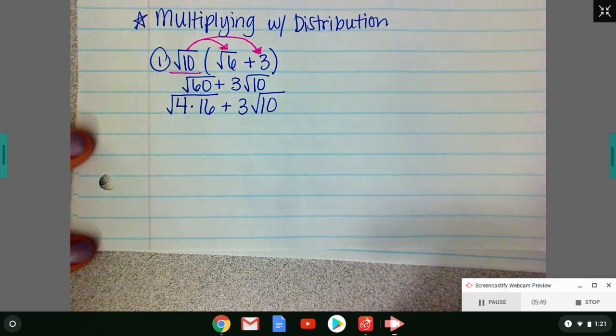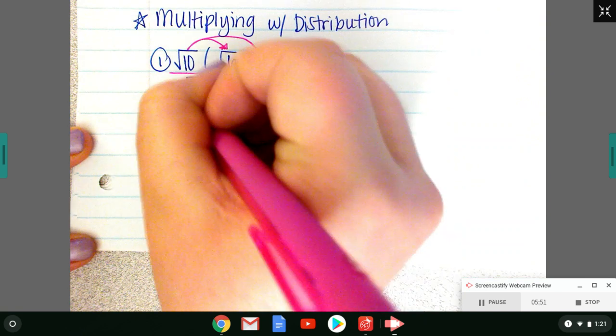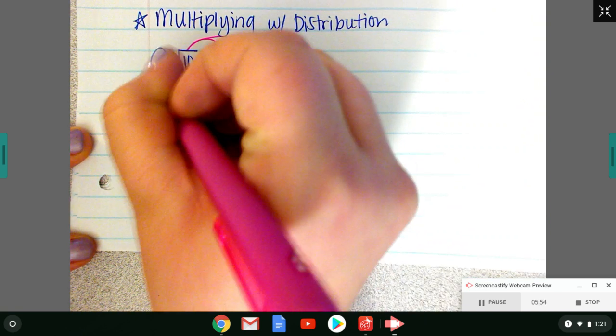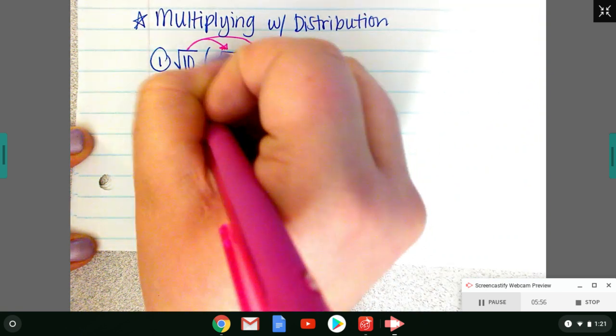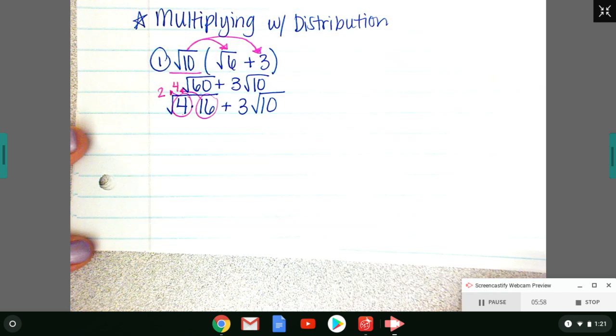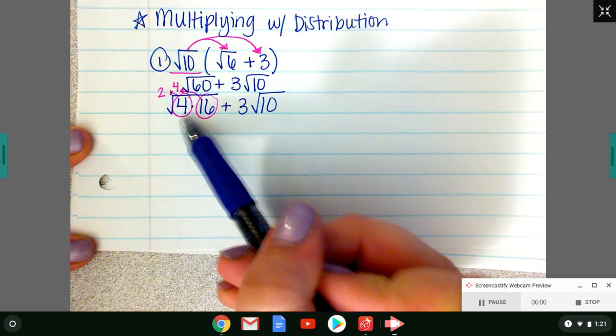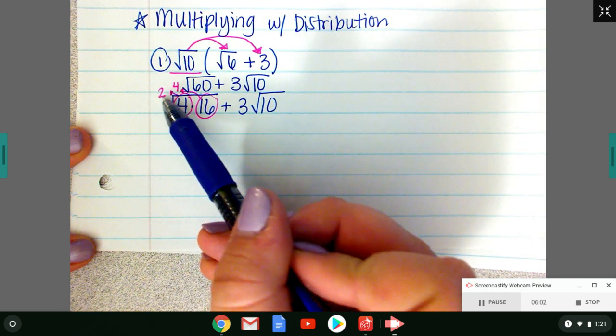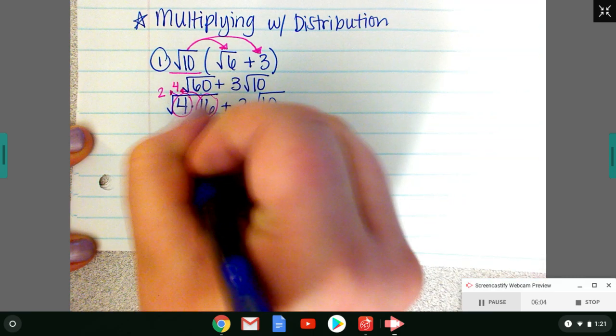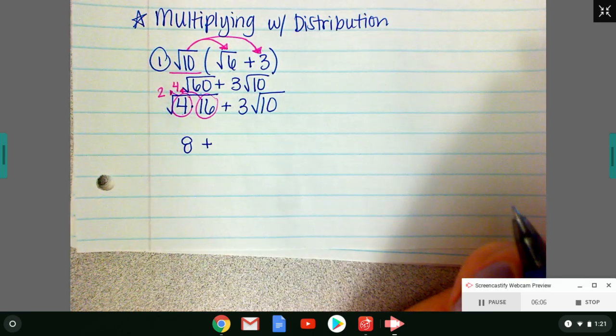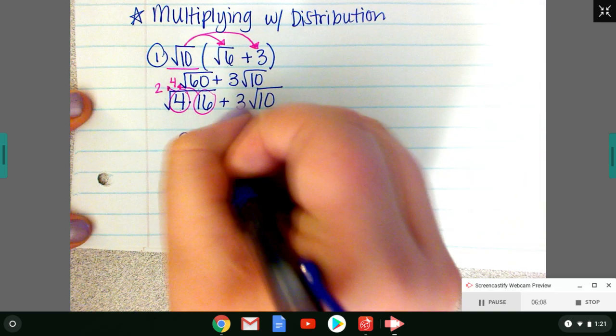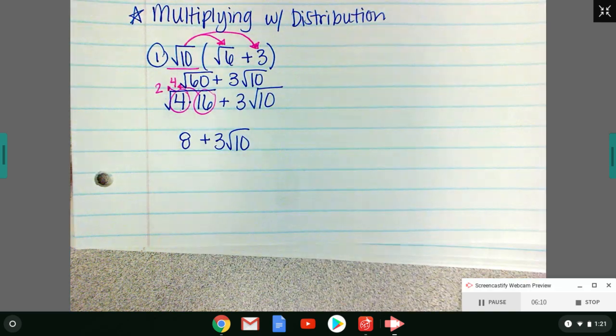So let's see what we can break out. 4 is perfect. We can break it out as a 2. And 15 is not perfect, so it stays inside. And then our 3 root 10, we said we couldn't simplify at all. So we have 2 root 15 plus 3 root 10.